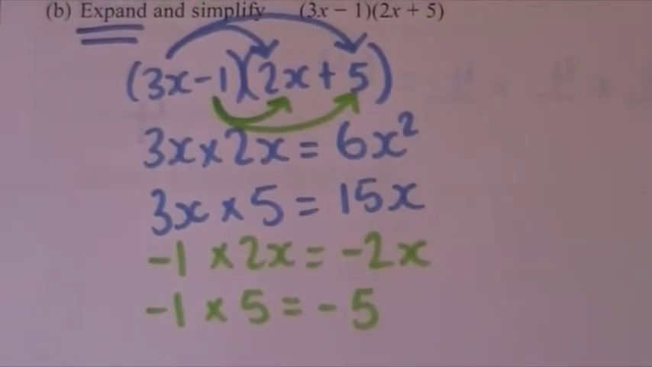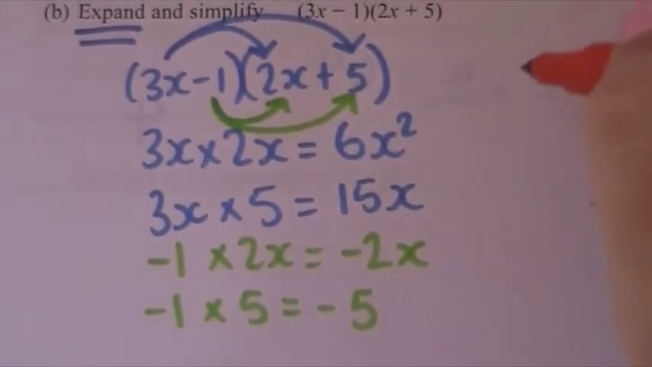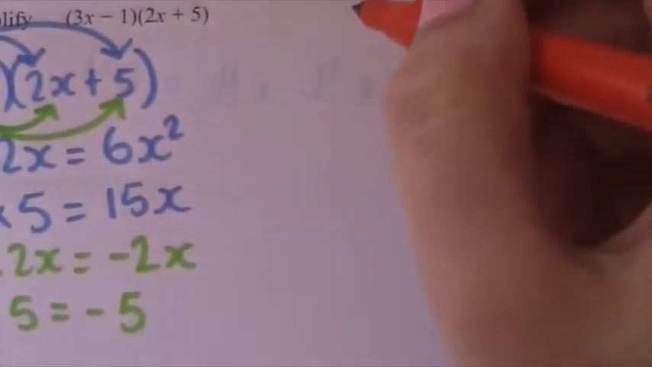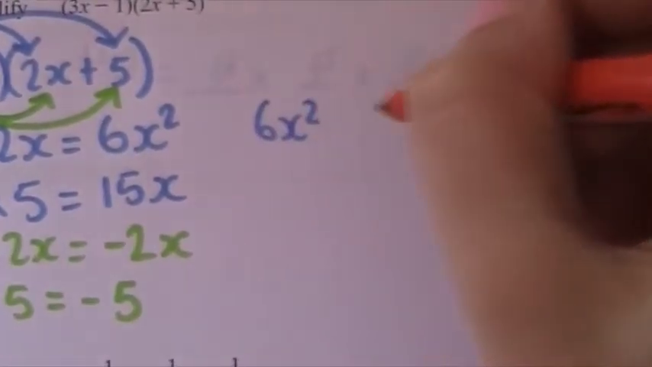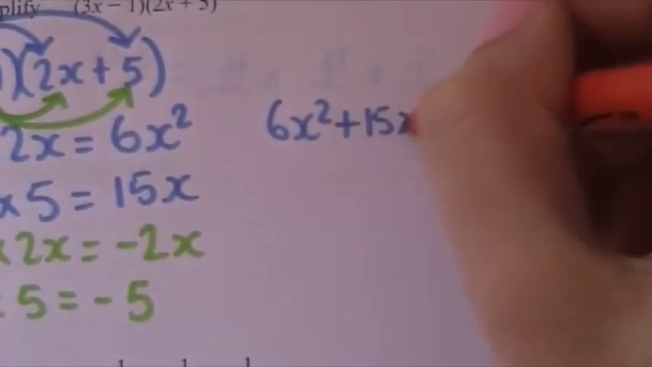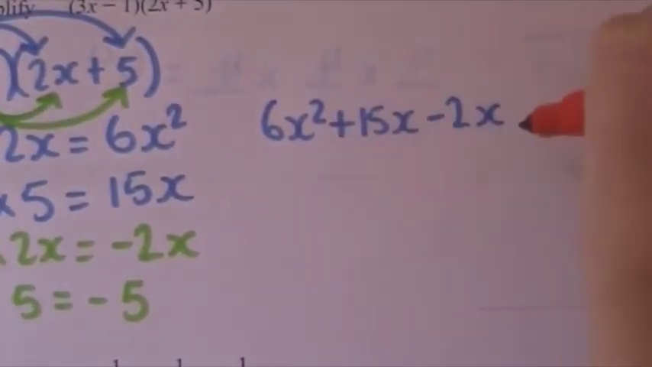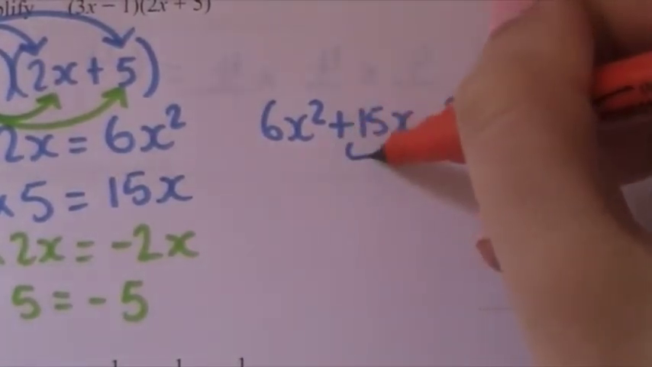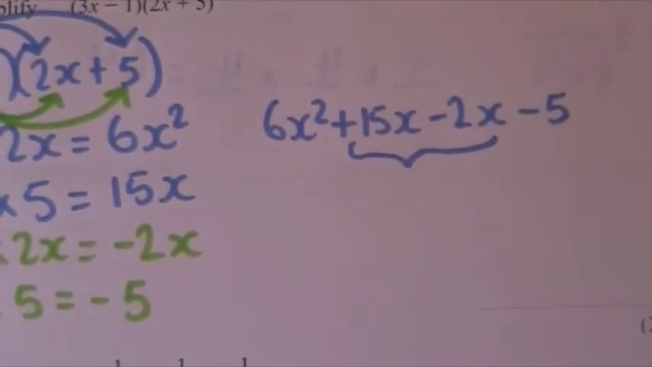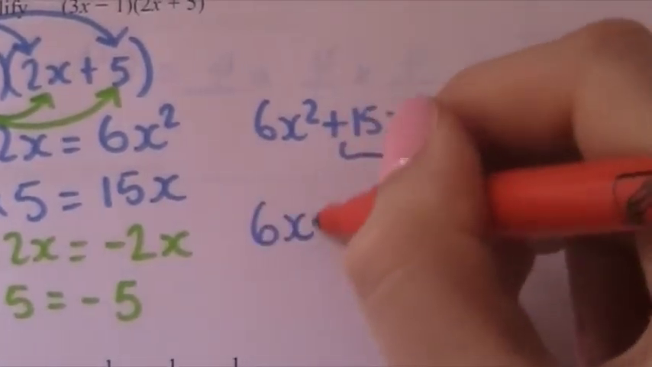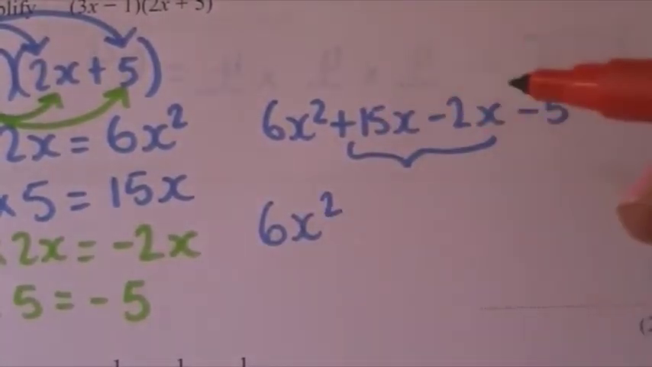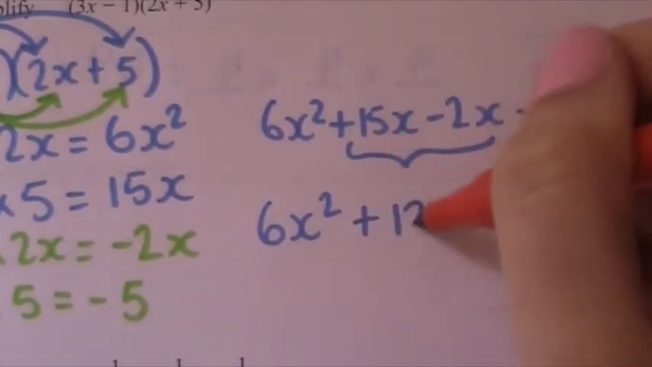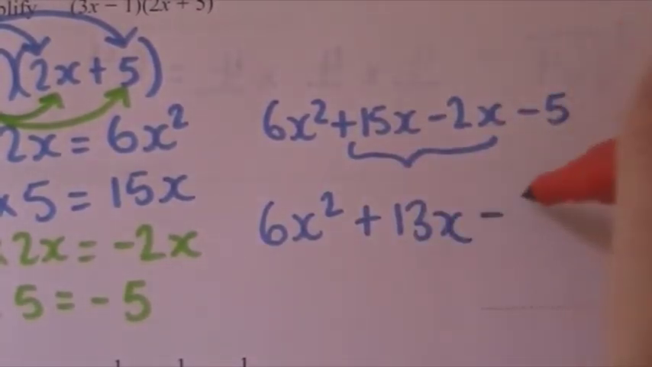So that's not finished. We need to simplify. So at the moment, I have 6x squared plus the 15x minus the 2x and minus the 5. So I can see here 15x minus 2x can be simplified. So if I've got 6x squared, 15x minus 2x will leave me with 13x, and I've still got that minus 5 on the end.